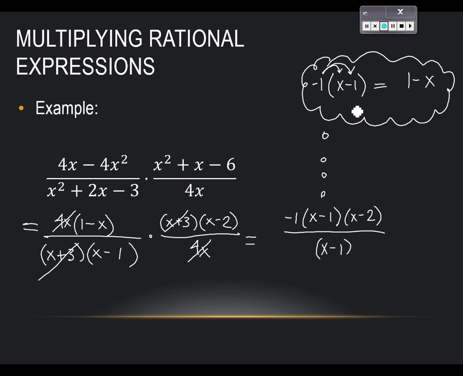It'll be negative 1 times x, which is negative x. And then what's negative 1 times negative 1? Plus 1. So isn't that what this is? It's in the other order, but isn't this 1 plus negative x? Isn't this the same as this? Yeah, negative x plus 1 is the same as 1 minus x, isn't it?